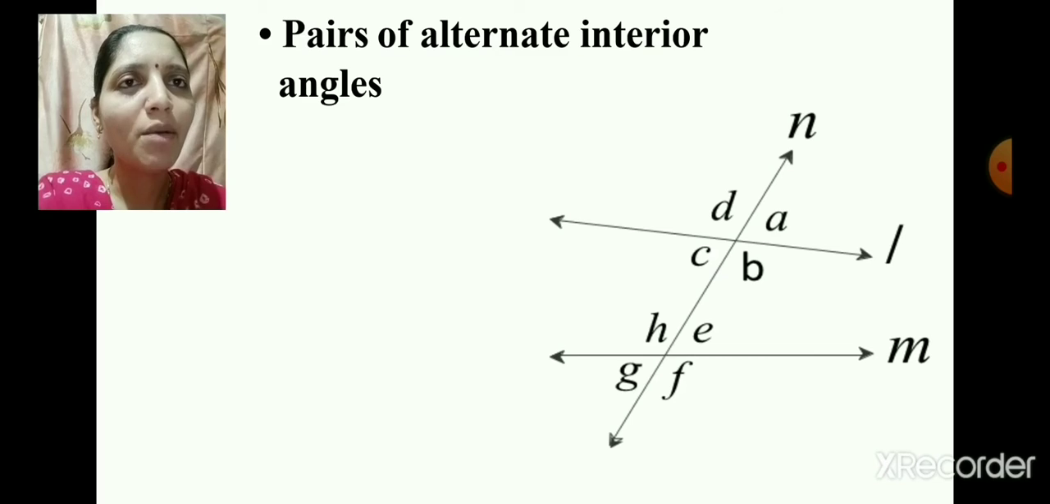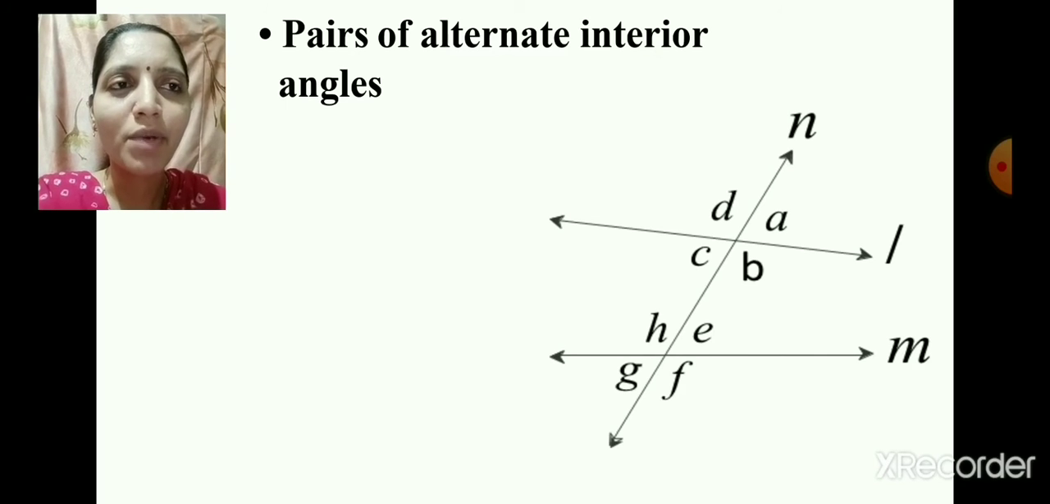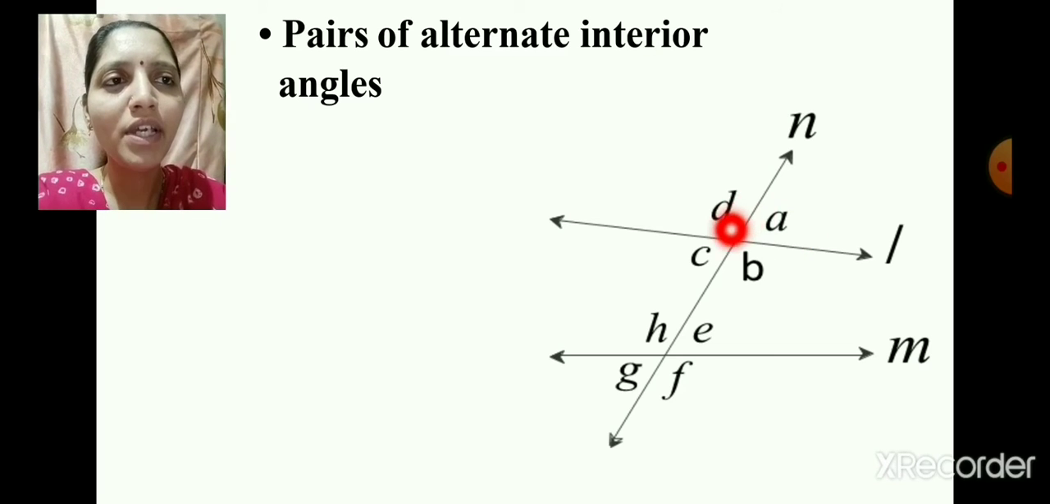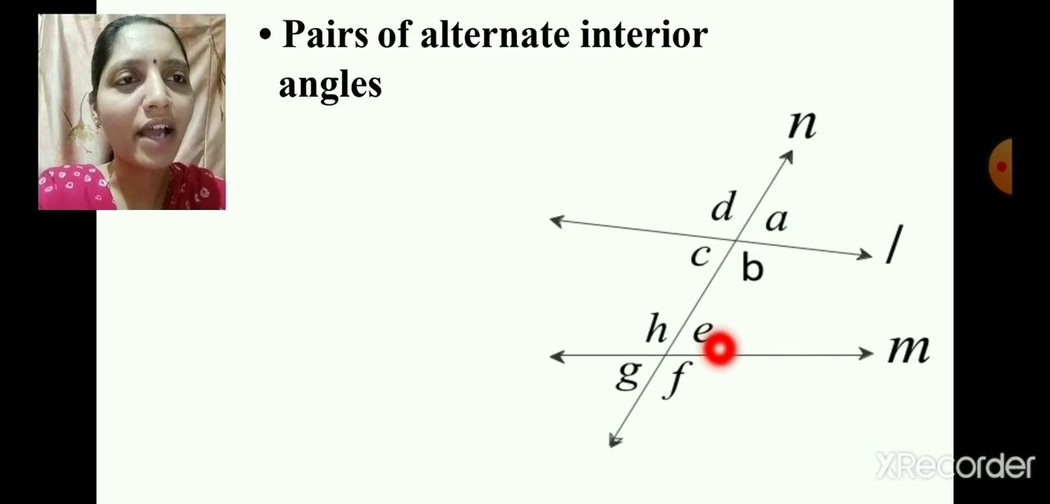Now let's see the pairs of alternate interior angles. What is the meaning of alternate? Alternate means the angles which are present on either side of the transversal, or on the opposite sides of the transversal. And what is the meaning of interior angles? The angles which are present in the interior part of the two lines. So how many interior angles did we get here? 4: angle C, angle B, angle H and angle E.